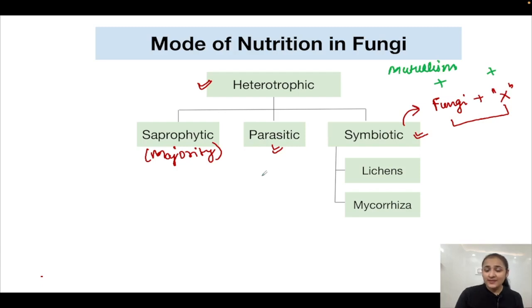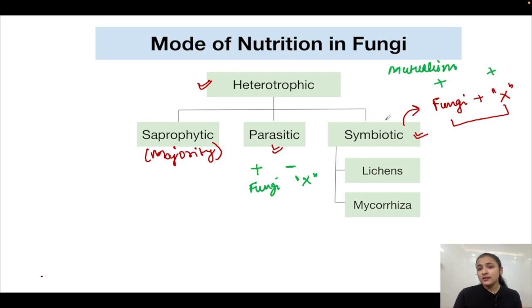What happens in parasitism? One organism is benefited and the other is harmed. So, in this case, if the fungi is acting as a parasite, the fungi is being benefited and the other organism, for example, X organism, is getting harmed here. So, this is parasitism and this is mutualism.